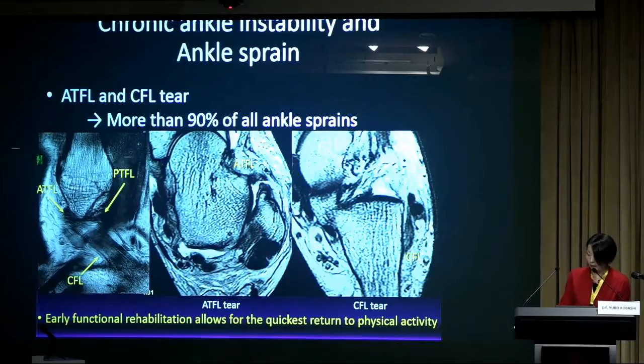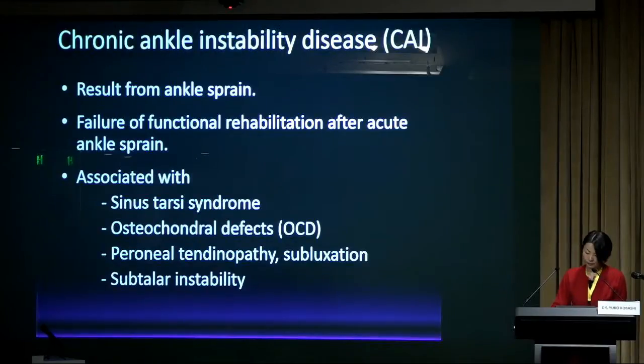When an ankle sprain happens, early functional rehabilitation allows for the quickest return to physical activity. About 20% of patients with an acute ankle sprain develop chronic ankle instability. Also, failure of functional rehabilitation after the acute ankle sprain leads to the development of chronic ankle instability. CAI is often associated with sinus tarsi syndrome, osteochondral defect, peroneal tendinopathy, subluxation, subtalar instability, and so on.